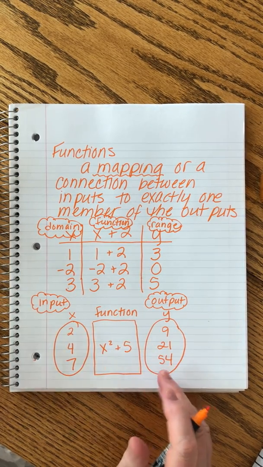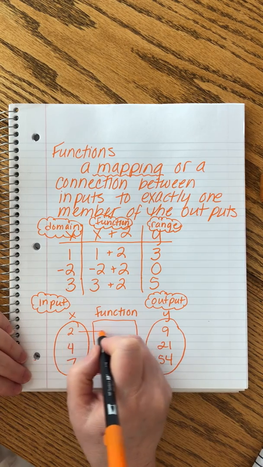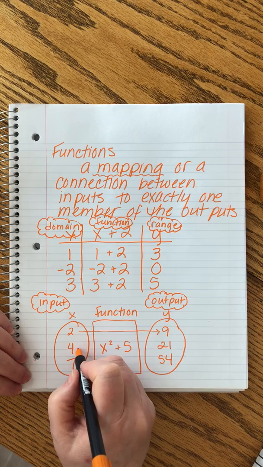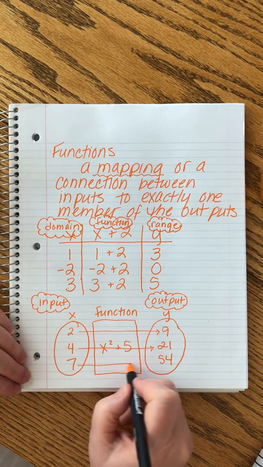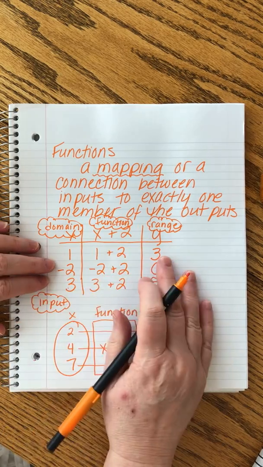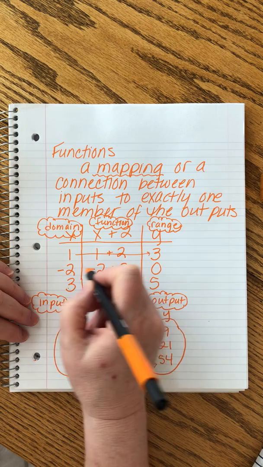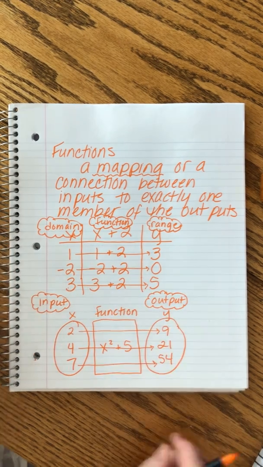And he makes the point that 2 will always connect to 9, and 4 will always connect to 21, and 7 will always connect to 54. Just like we found here, right? I could draw the same kind of arrows. These guys are always going to be connected, right?